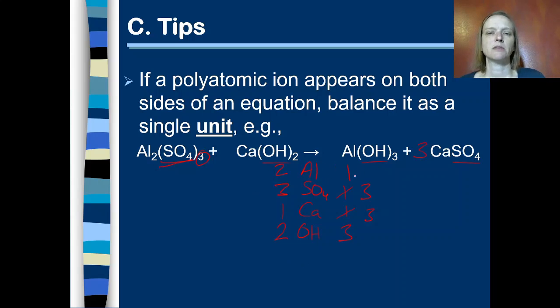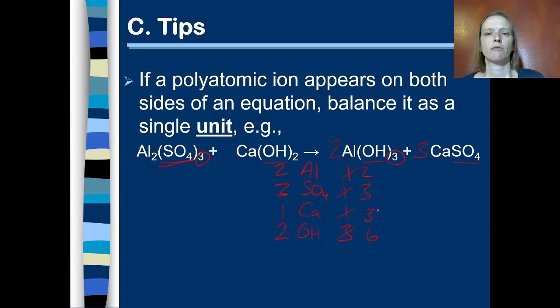My aluminum's not balanced, so I have 2 aluminums on the left, so I need 2 on the right. That's 2 aluminums, but now I have 2 times 3 is 6 hydroxide ions. I am balanced for aluminums and for sulfates, but I'm not balanced for calcium or hydroxide.